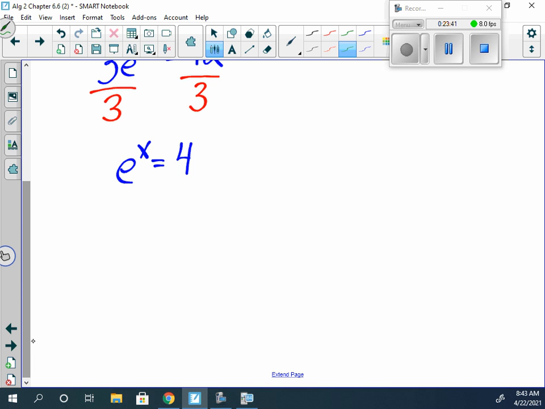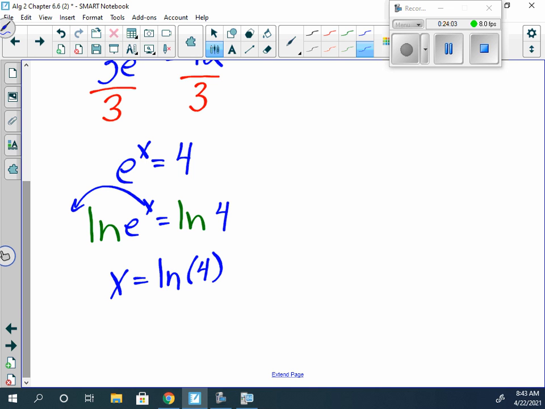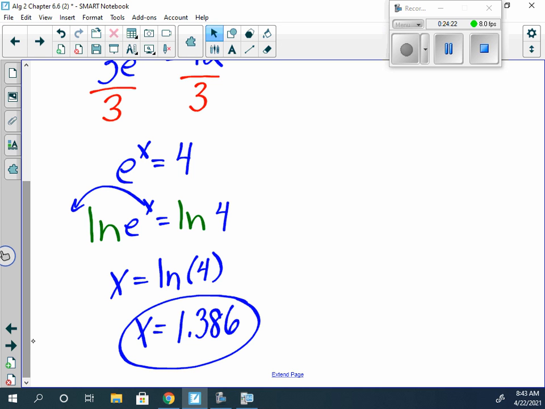Then we would apply the ln. So we get ln, because we'd have e to the x is equal to ln of 4. Really, we move the x out front, and ln of e simplifies to 1. x is equal to ln of 4. Is ln of 4 going to be a whole number? No. And that's it.